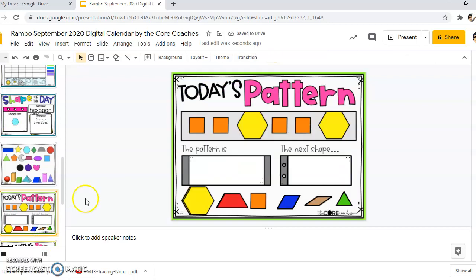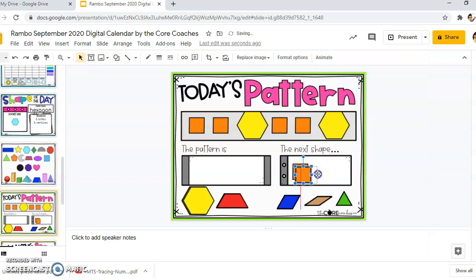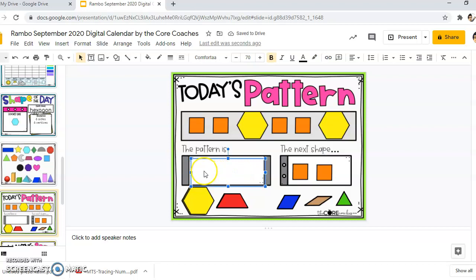Let's move on to today's pattern. And we have a square, square, hexagon, square, square, hexagon. What comes next? You're right, it is a square. Now, what shape would come after the square? You're right, it would be another square, because we always have 2 squares before we get to the hexagon. This pattern is called an AAB pattern.